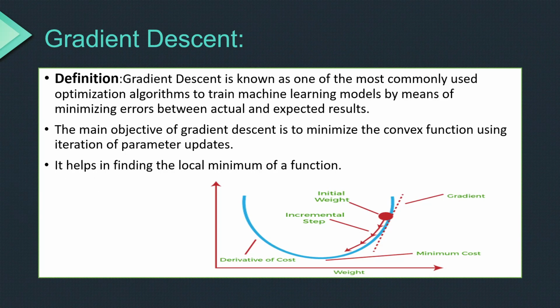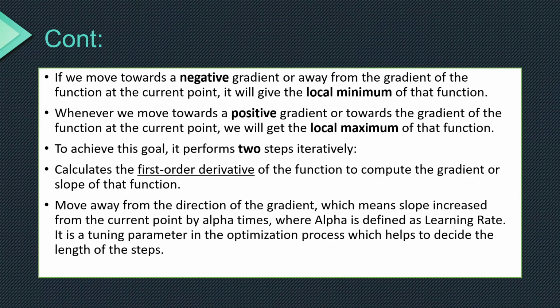Next one is gradient descent. Gradient descent is the most commonly used optimization algorithm in machine learning models in order to minimize the errors in the cost function. The cost function is used in order to calculate the performance of a machine learning model. With the use of iterative parameters, it will update and tune the parameters. With the help of this, we can find the local minima of a function.